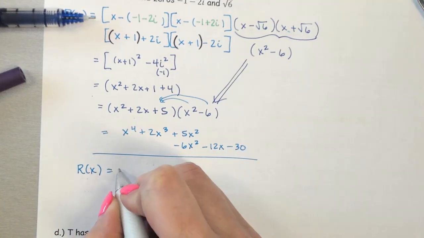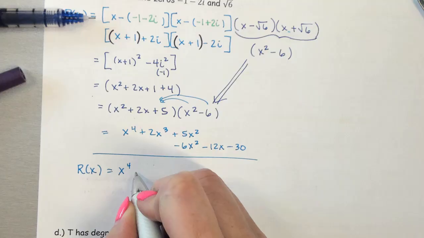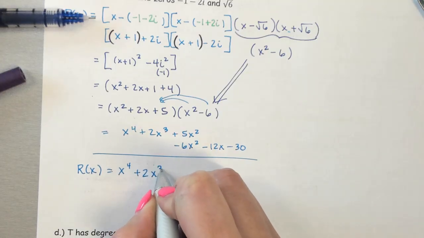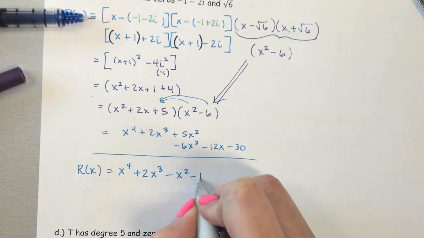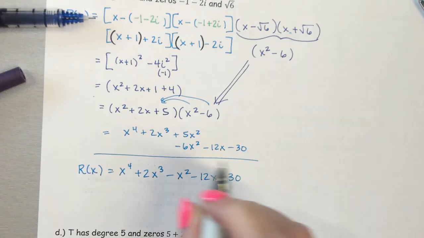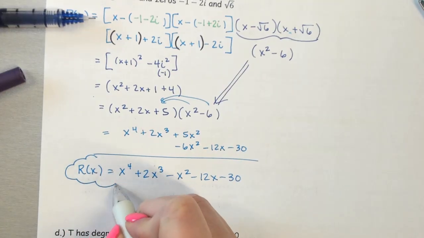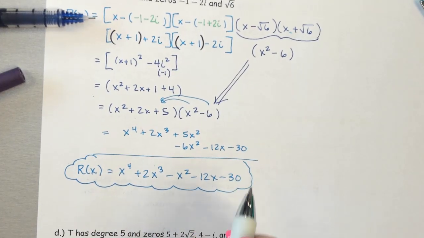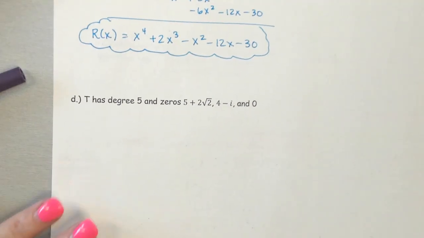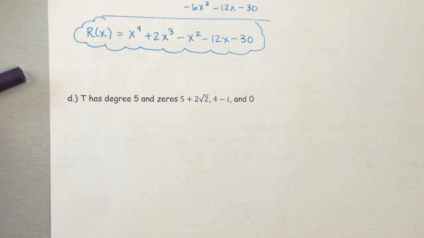And this one is called r of x, so r of x equals x to the 4th plus 2x cubed minus x squared minus 12x minus 30. Okay, so if you were working ahead, will you take one moment and just double check your answer for part C is correct?